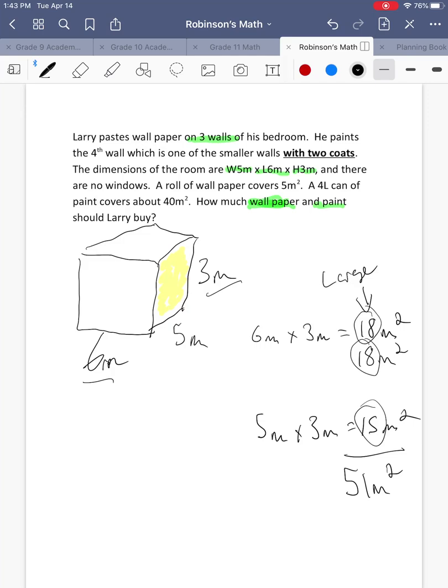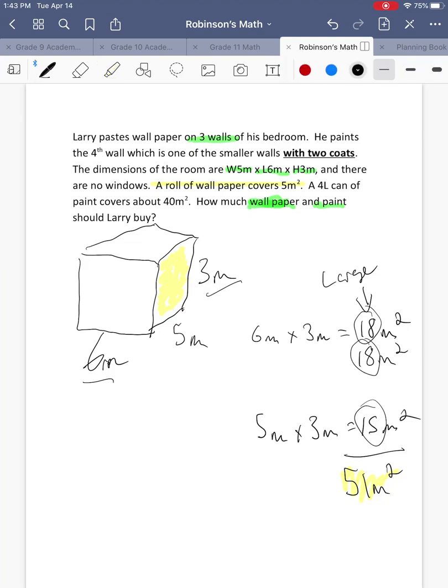So if we cover all that in wallpaper, it's set. We have to go back to the question to see what the important information was here. It says that a roll of wallpaper covers 5 meters squared. So basically you have to divide 51 by 5, and that is 10 point something. So you need 10 full rolls and a part of another roll.